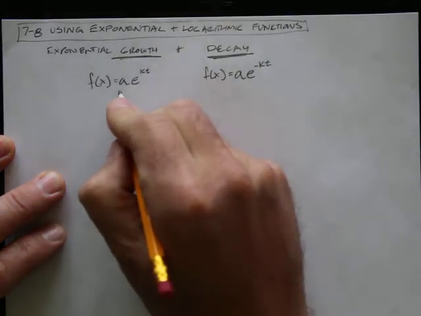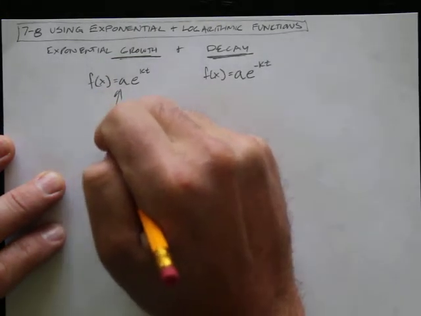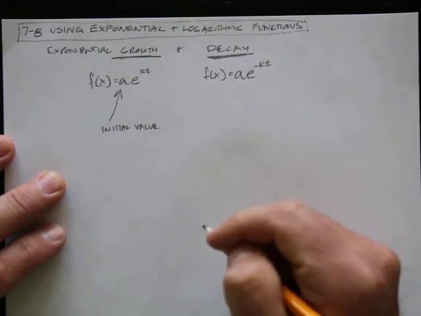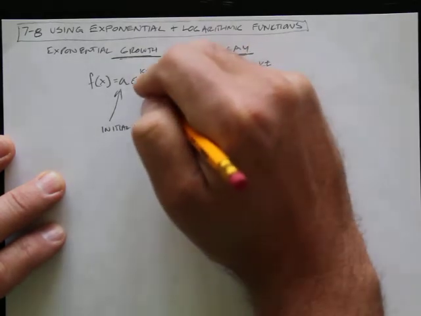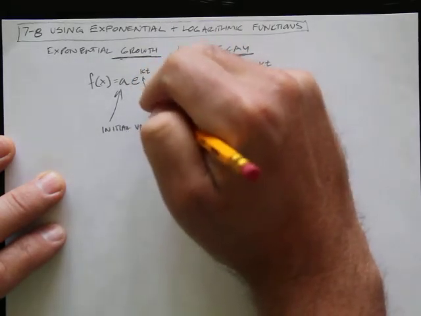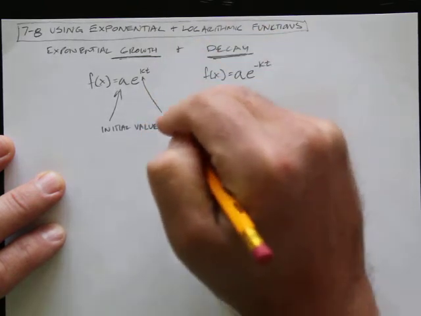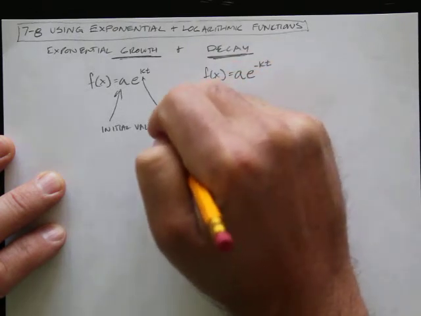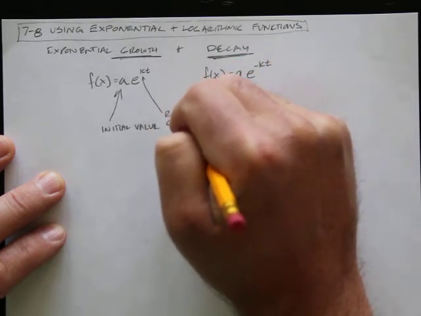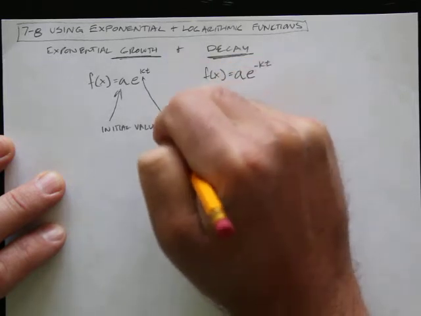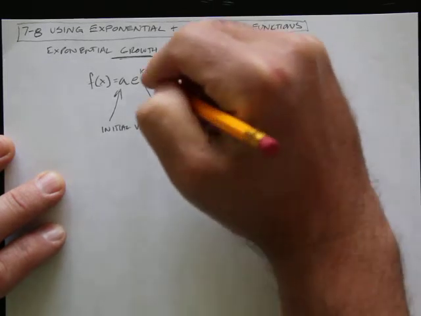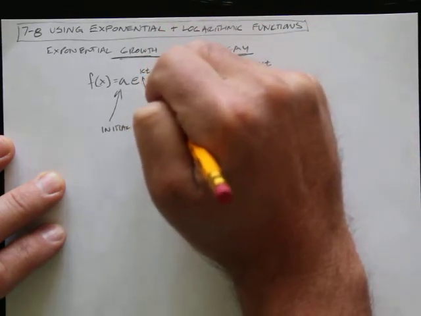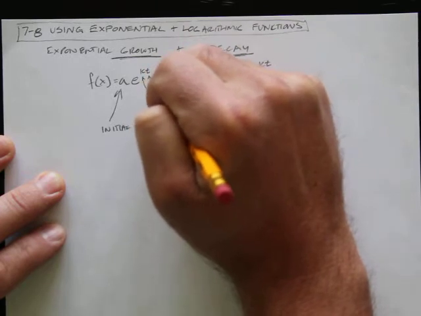Okay, so a is going to be your initial value, your starting point there. K is your rate of continuous growth. And then t is going to be your time in years, generally. So we're talking about time, years.